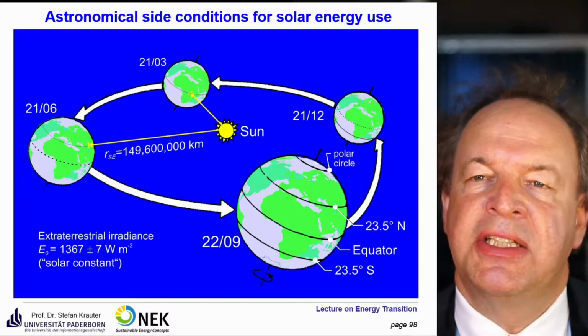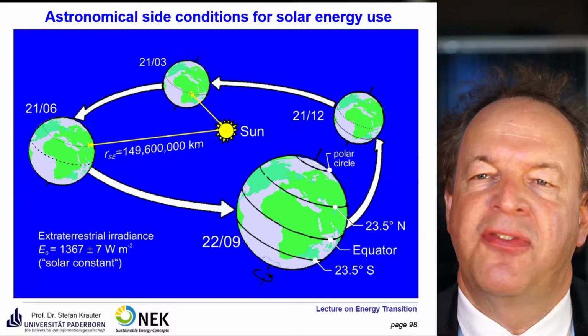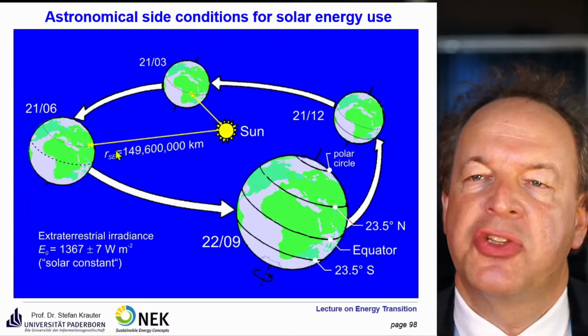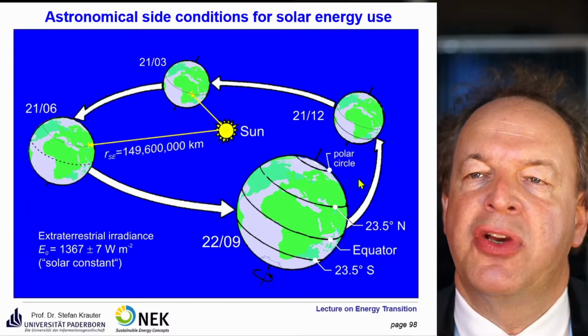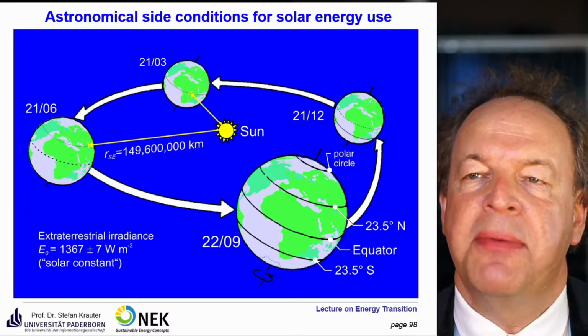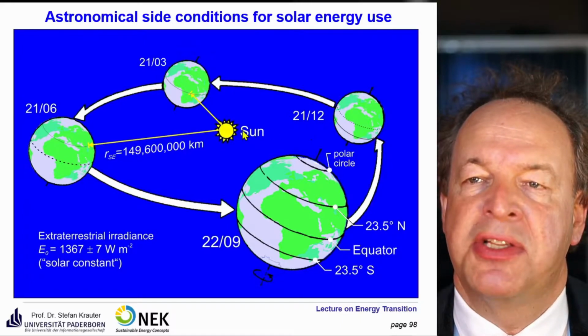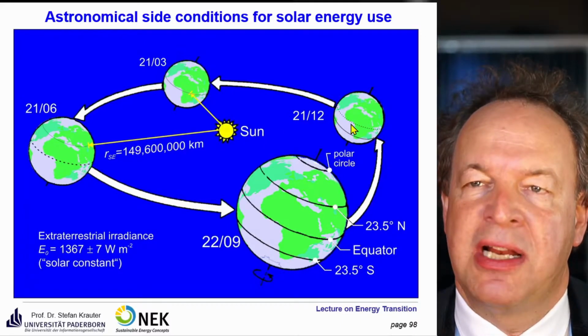On the 21st of June, the northern hemisphere is more tilted towards the sun. And if we go on to the 21st of December, the southern hemisphere of our planet is more tilted towards our sun, so it receives more sunlight.